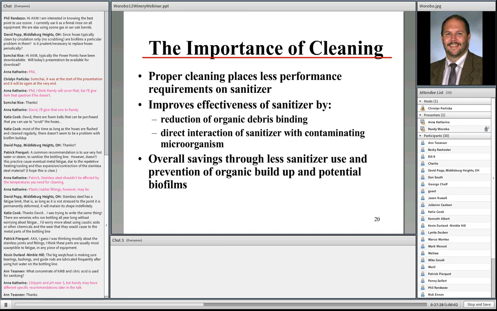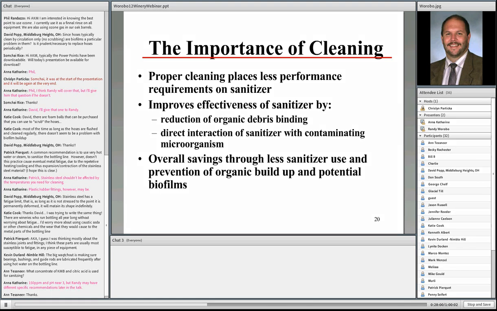Now, I'm going to stress it again, and my talk should actually be winery cleaning with less emphasis on sanitation, because you really have to direct your efforts to cleaning. The reason is that without proper cleaning, you don't get an effective sanitation. So if you do a proper cleaning, it requires less of the sanitizer in terms of performance expectations.